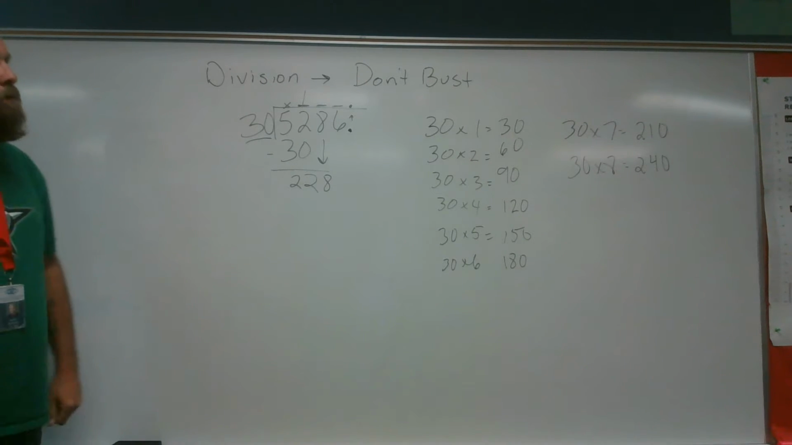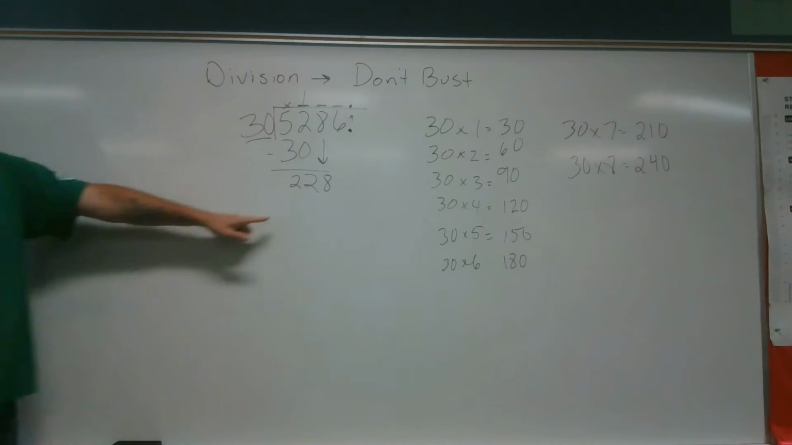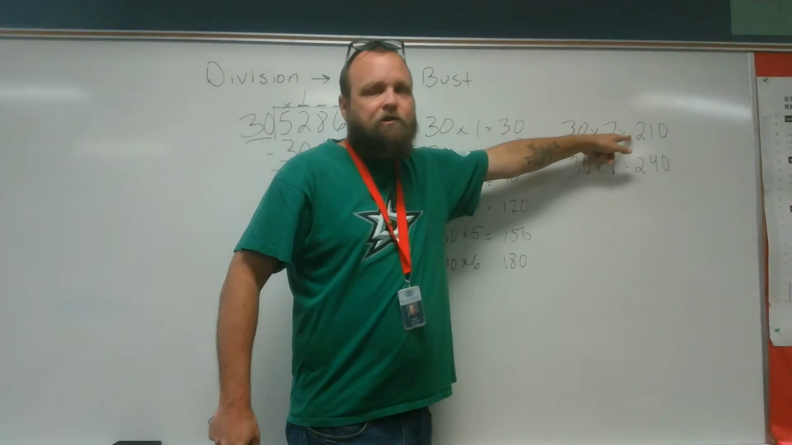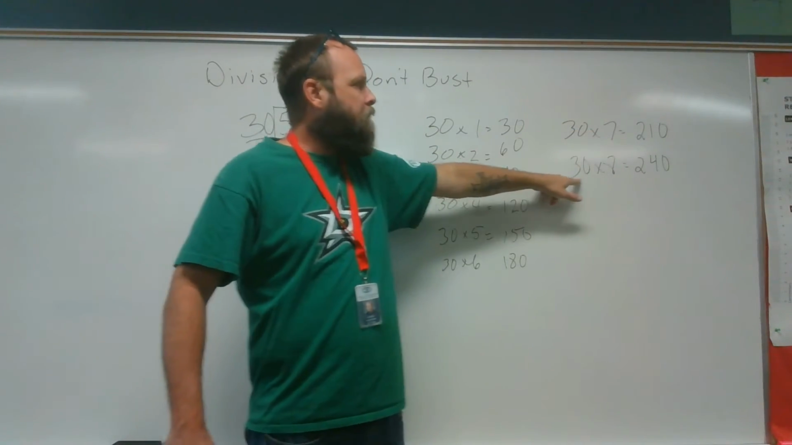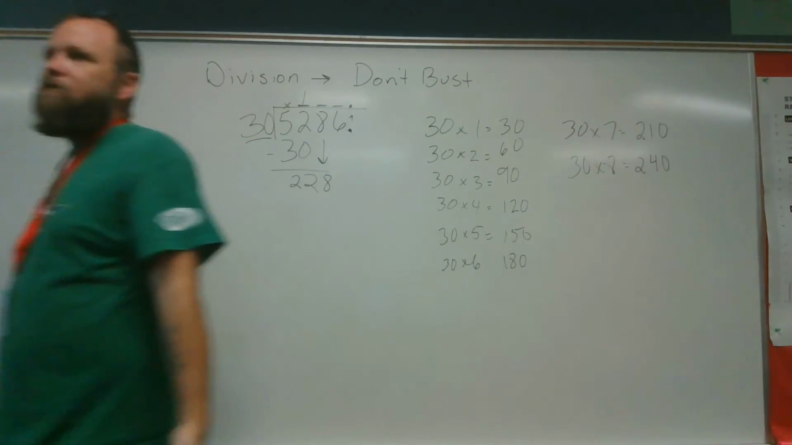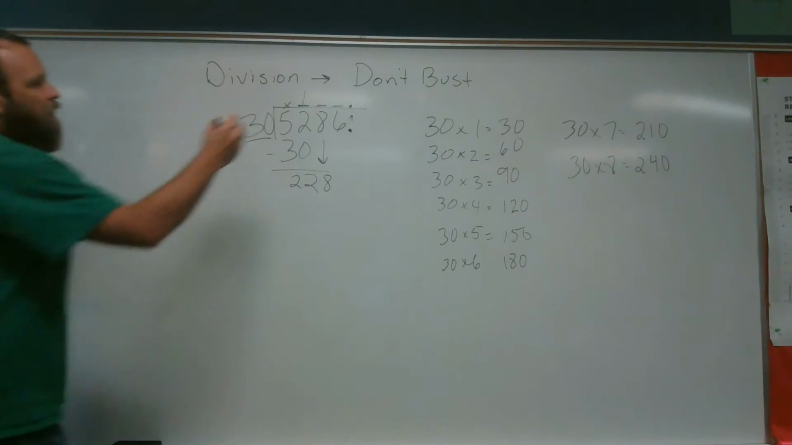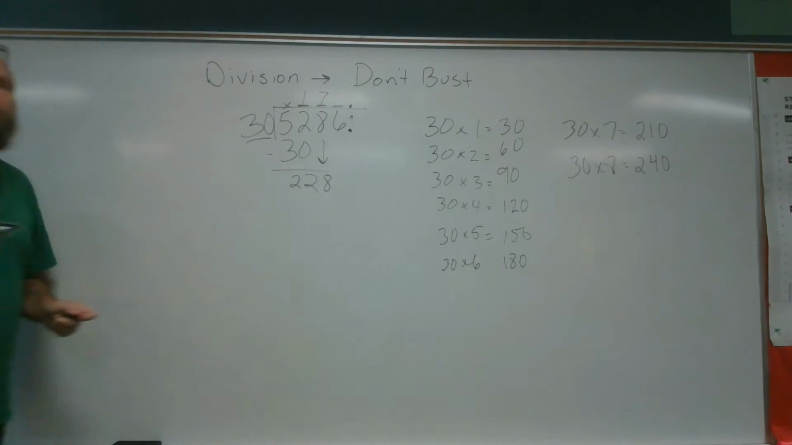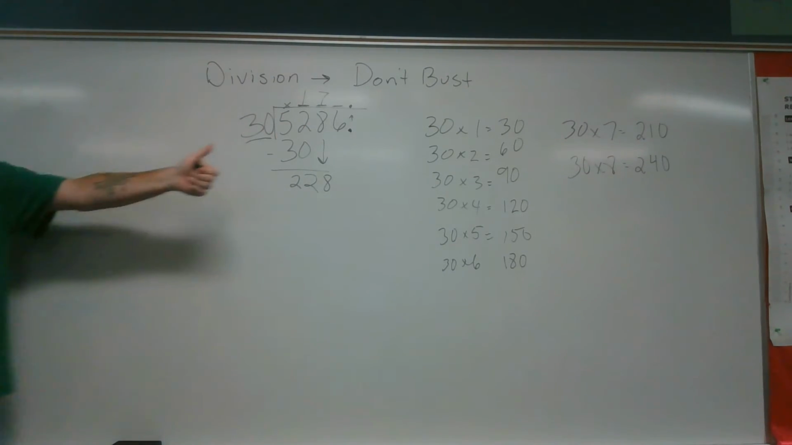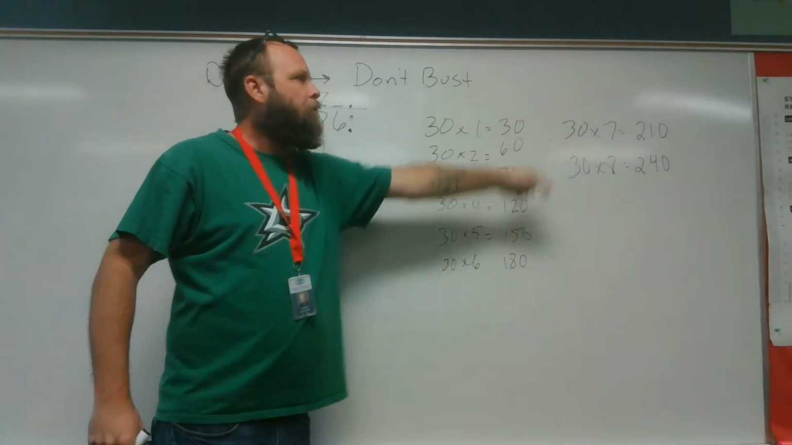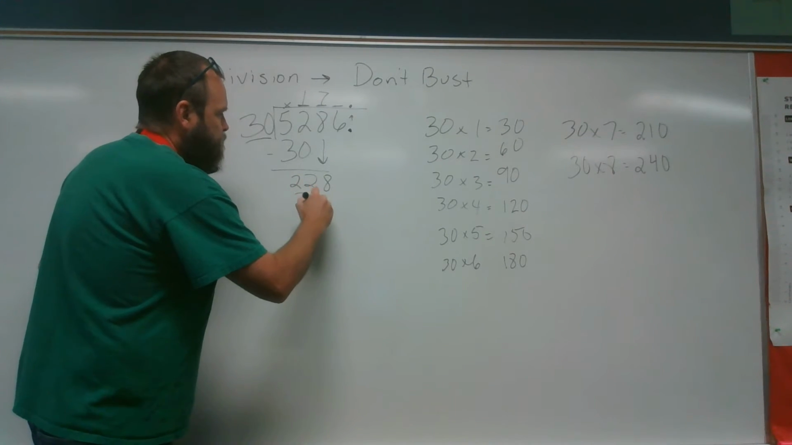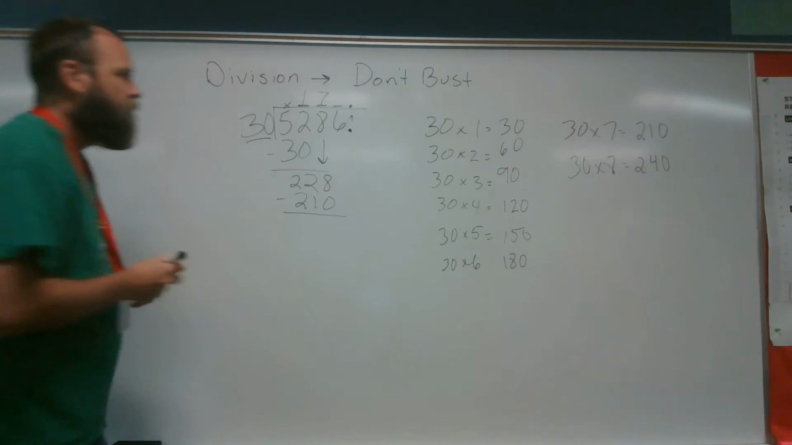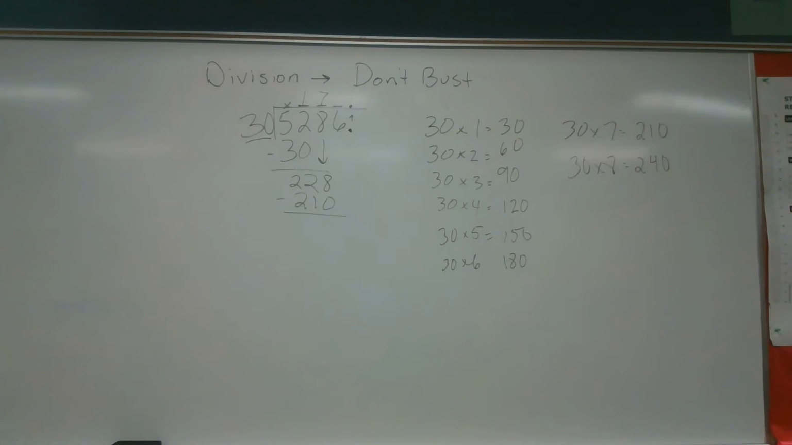Gloria? 30 times 7. Because 30 times 7 is 210, and 30 times 8 is 240. 240 is too big. So now above the 8, I have to have a 7. Now, I've already multiplied it, so I don't have to do it again. 30 times 7 is 210. So that's pretty easy.